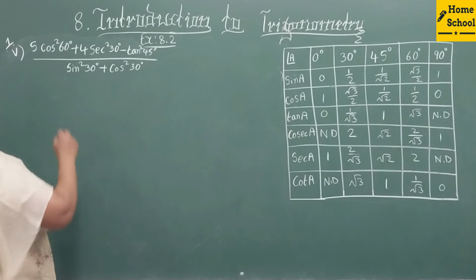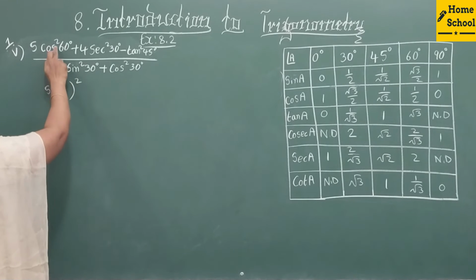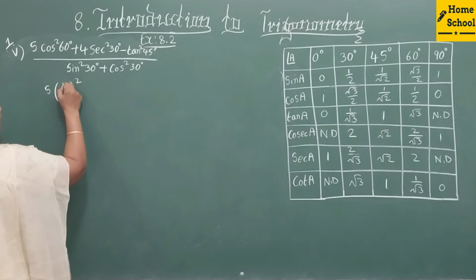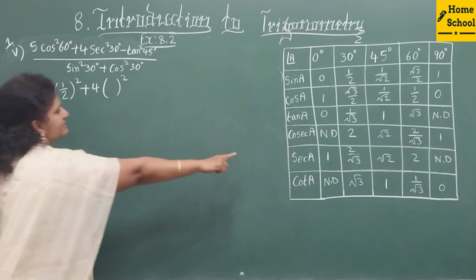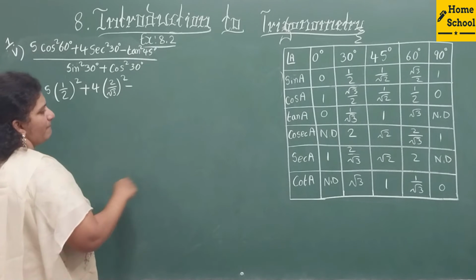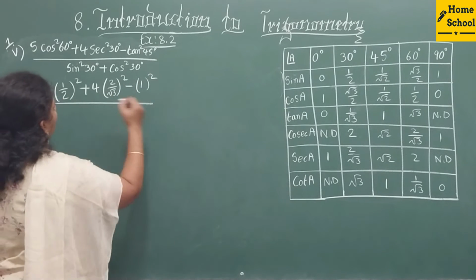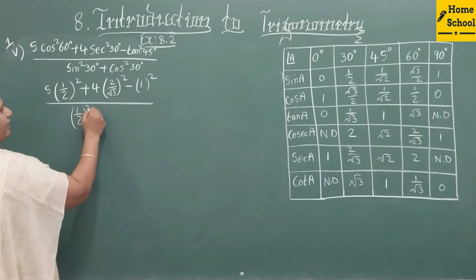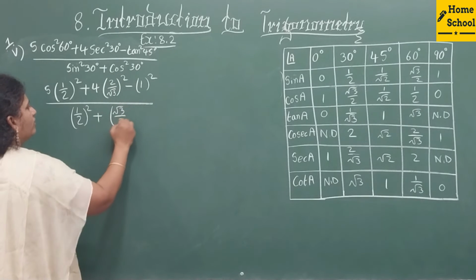Cos 60. First I will write here 5 into cos square 60 whole square. Cos square you have, right? So what is cos 60 value? 1 by 2 whole square, plus 4 into secant 30 whole square, that is 2 by root 3 whole square, minus tan 45, 1 whole square, whole divided by sin 30, 1 by 2 whole square, plus cos 30, root 3 by 2 whole square.